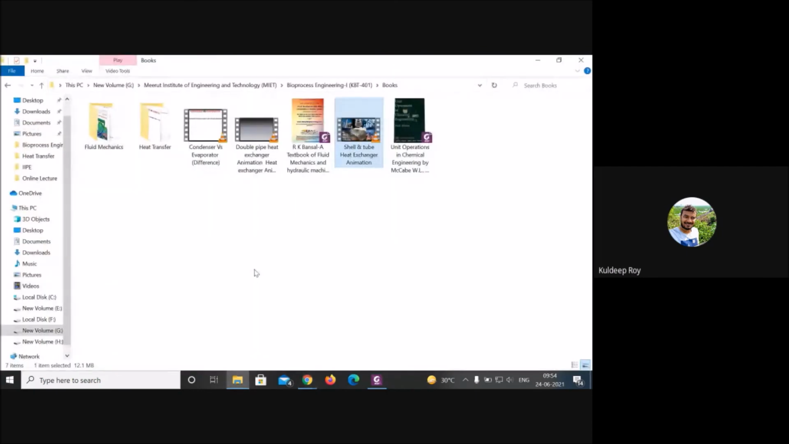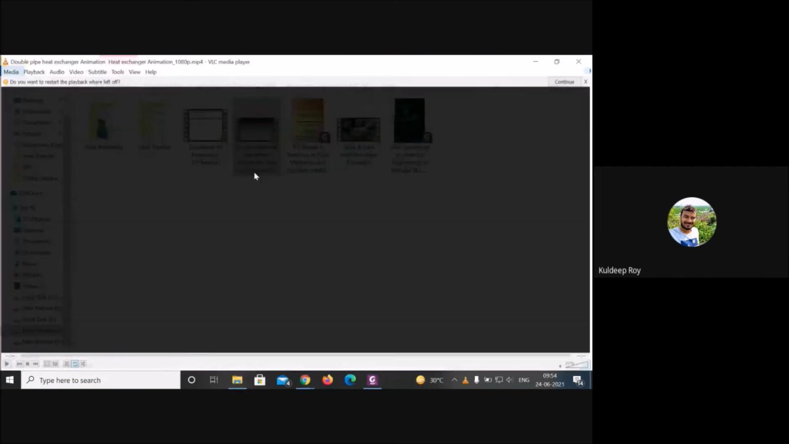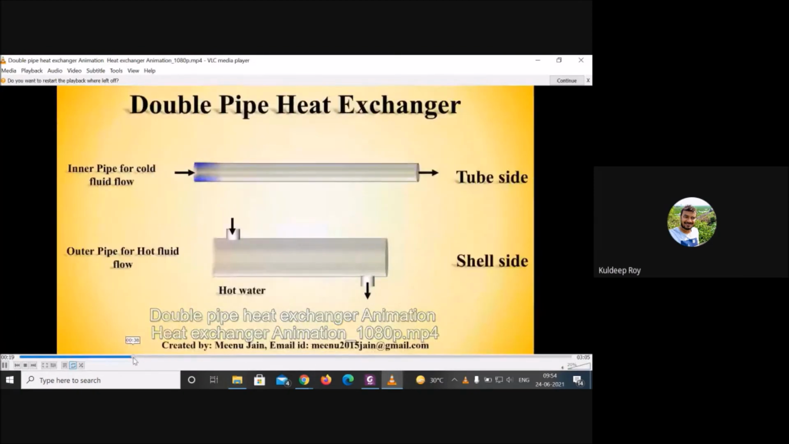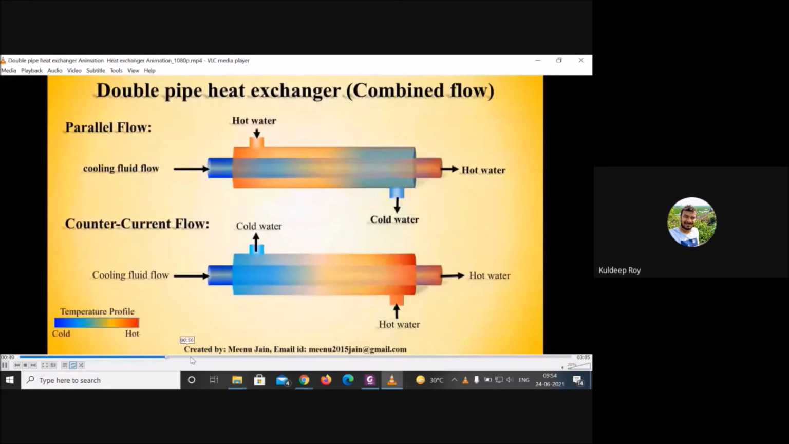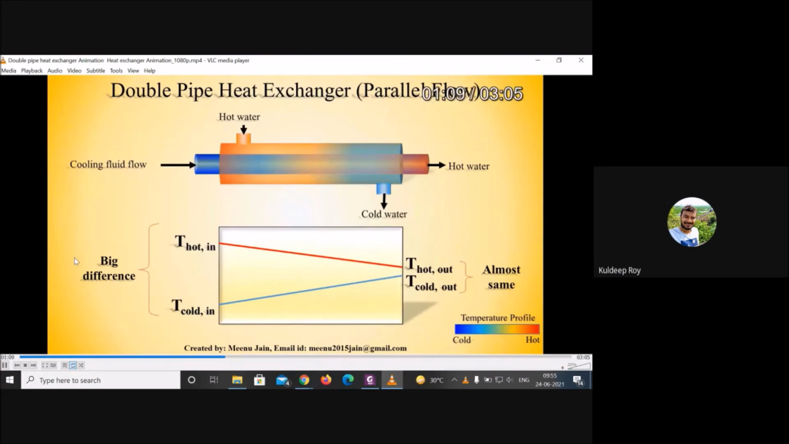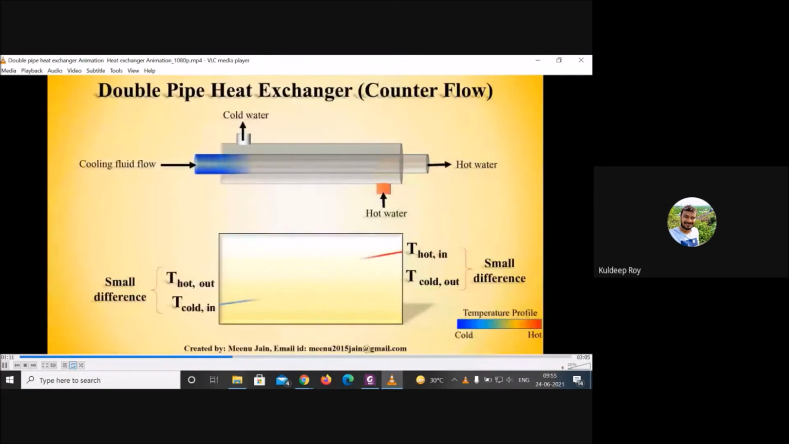Now we will see one more video related to your double pipe. Now see the double pipe heat exchanger. As we have discussed, when the cold fluid enters here and it is hot, for parallel flow, what will be the pattern? We have already seen the same thing for co-current and counter current as well.